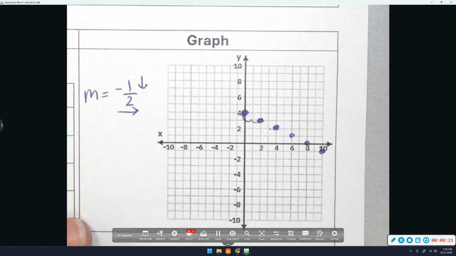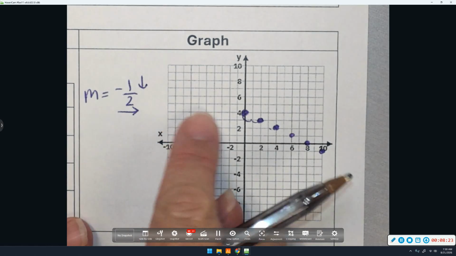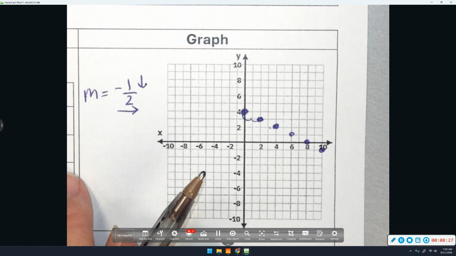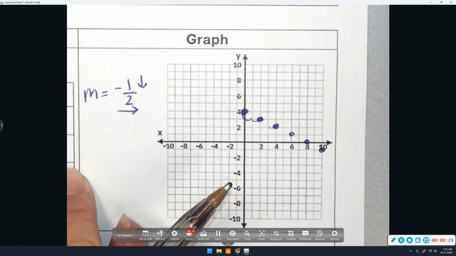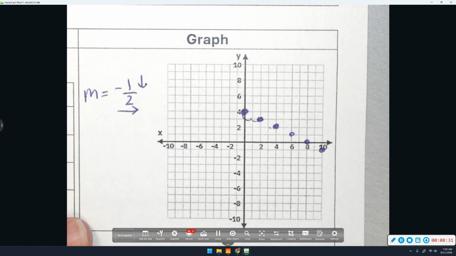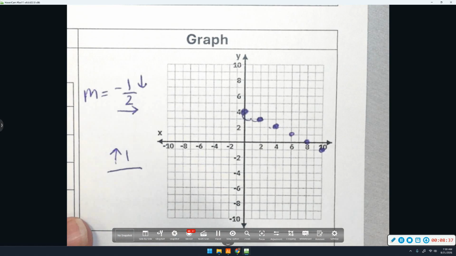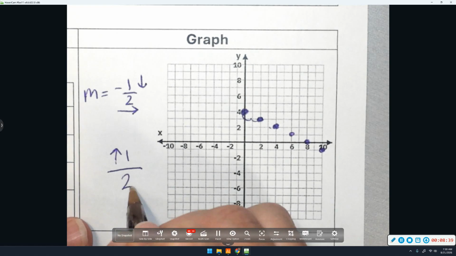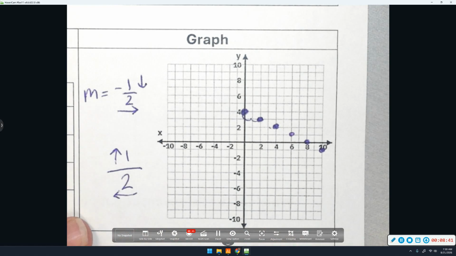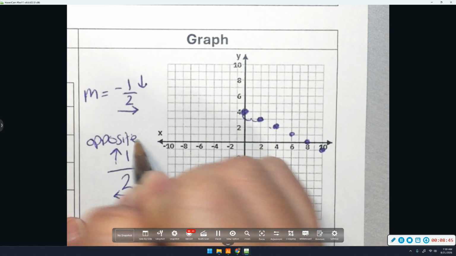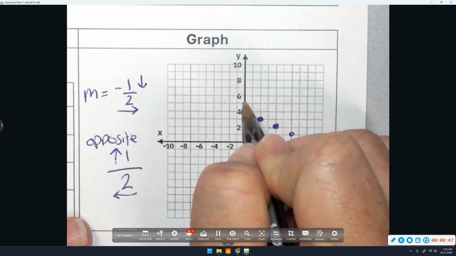Now, what if we needed a pretty point on this side? Did I go that way when I was going right? No, so we can do opposite, opposite. What's the opposite of down 1, right 2? What's the opposite of down? Up. So we could go up 1, and what's the opposite of right 2? Left 2. So this is our opposite. You have to do the double opposite. So up 1, left 1, 2.